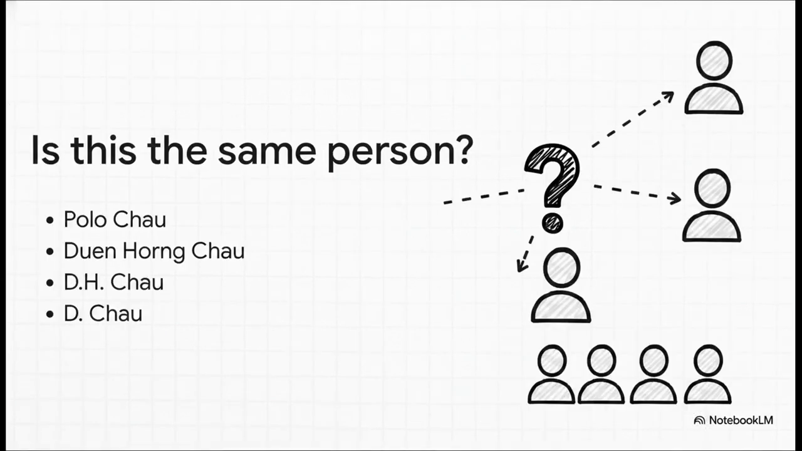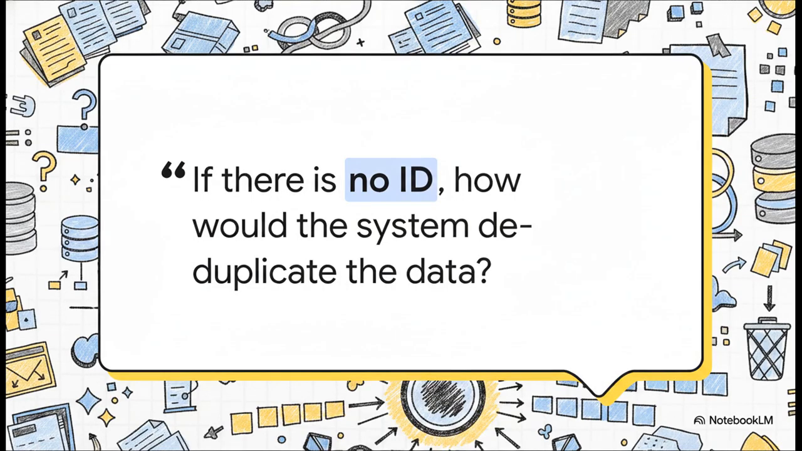Just take a look at this. Are these 4 different people, or are they all the same person? Now, you and I can probably guess they're the same, but how is a computer supposed to know that for sure? Without a unique ID, how can it tell? This is the massive problem known as entity resolution, figuring out when different bits of data are actually talking about the exact same thing.